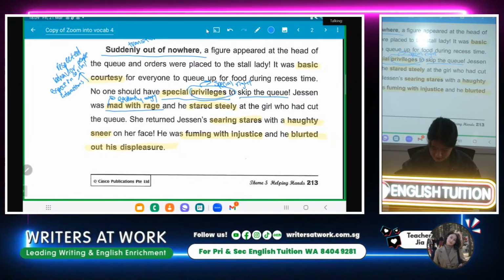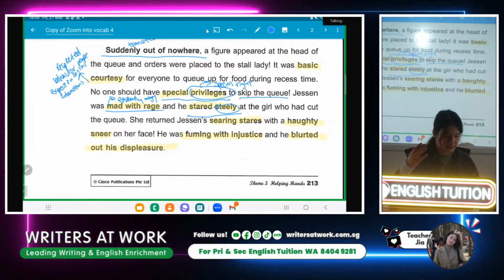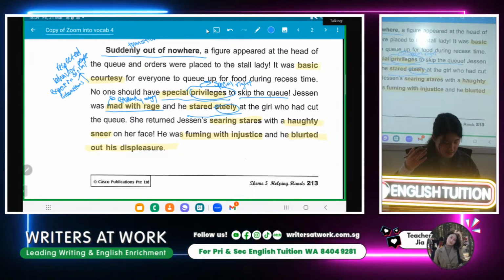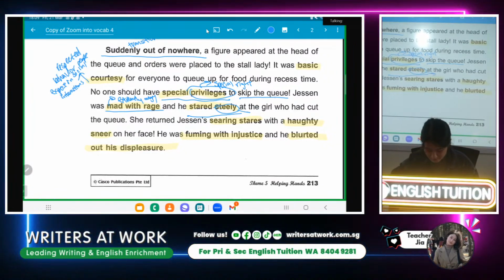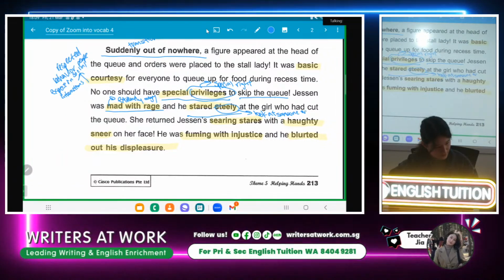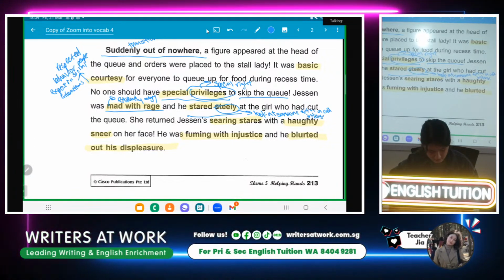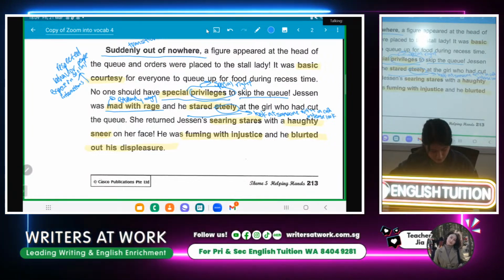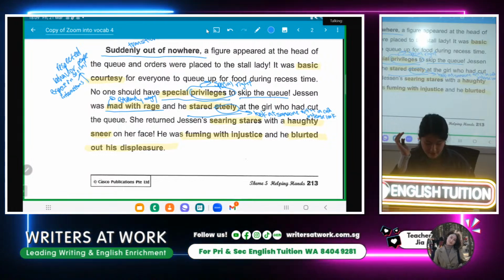She returned. Oh, he stared steely at her. So from steely, you can imagine something that's very hard, something that is very unmoving, very persistent, and that's exactly what it means. It means to look at someone with a cold, intense look. Okay, so that's exactly what it means. Okay, at the girl who had cut the queue.